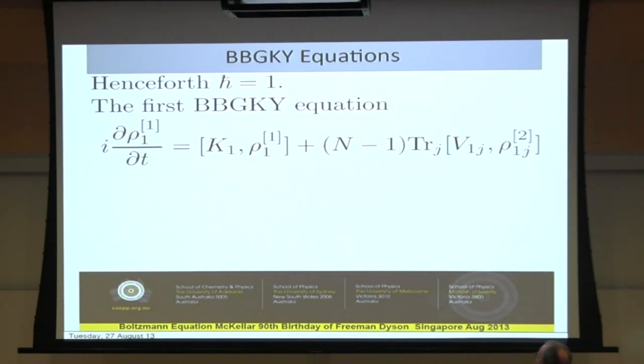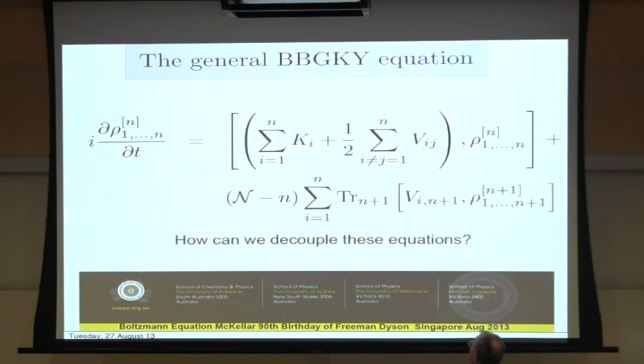And then when I have the two-body operator, obviously I have to have the two-body density matrix. Otherwise, I'm not going to be able to have any other particle around to hook that one on. So we get this equation, as I said: the time dependence of the single-body density matrix depends on the two-body density matrix. And, of course, we can generalize that and keep on going.